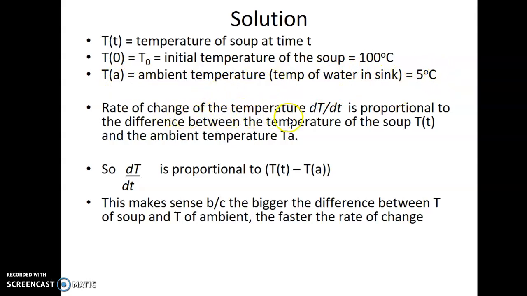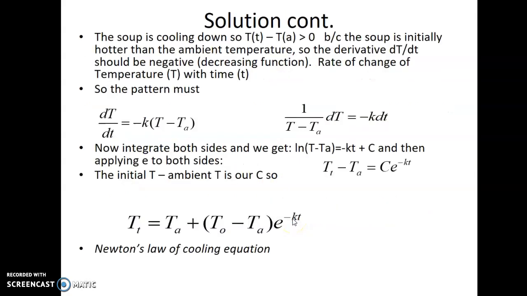And we're going to let the rate of change of the temperature be proportional to the difference between the temperature of the soup and the ambient temperature. So this rate of change of the temperature with respect to time is proportional to the temperature at time t minus the ambient temperature, the difference between those. And we're going to look at a solution here. So I'm cooling the soup down. So the temperature at time t minus the ambient temperature is greater than 0. We're trying to get it down to the ambient temperature because the soup is initially hotter. So the derivative should be negative.